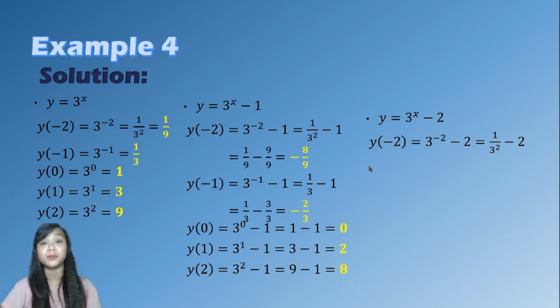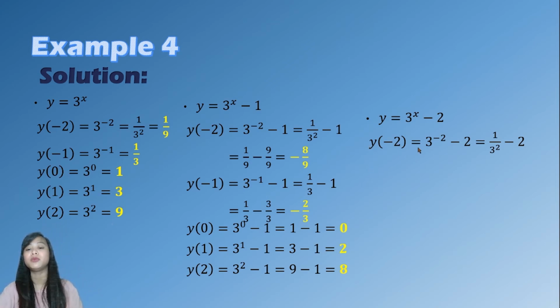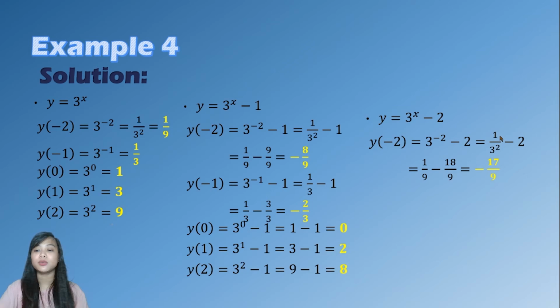from negative 2 to positive 2. So we have y of negative 2 is equals to 3 raised to negative 2, which is equals to 1 over 3 squared. So minus 2. So we have minus 2 here. Just copy the minus 2. That is 1 over 3 squared. That is 1 over 9.